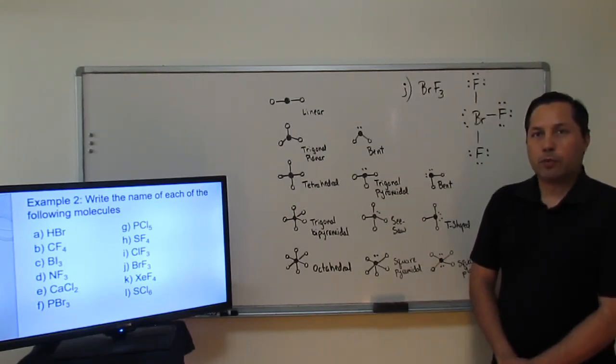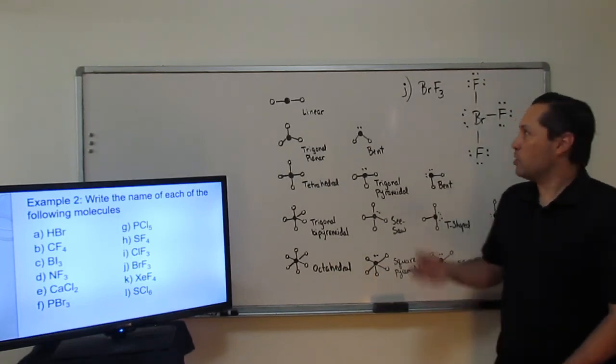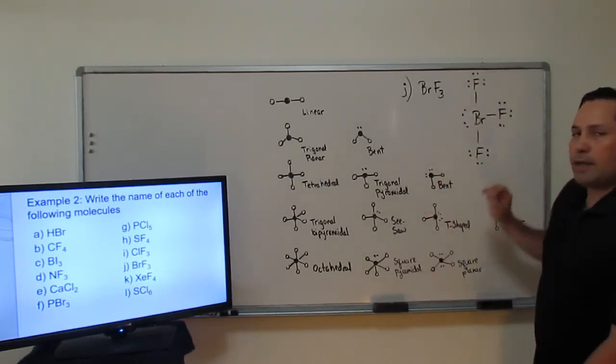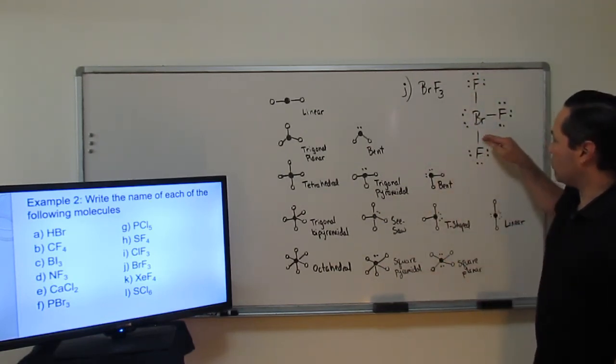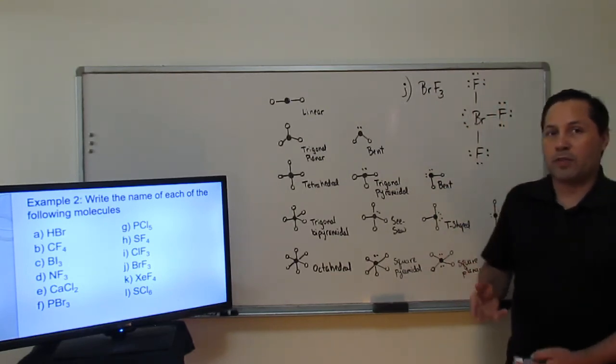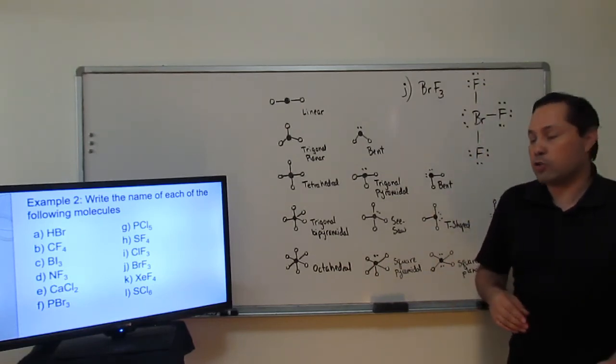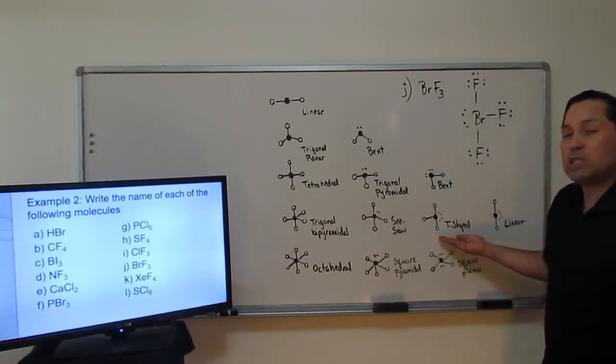For letter J, we're given the molecule BrF3, bromine trifluoride. Here's the Lewis dot diagram for it, and again it's got 3 shared pairs of electrons here, there, and there around the central atom, and 2 unshared pairs of electrons around our central atom of Br. So 3 shared and 2 unshared, that will be once again T-shaped.